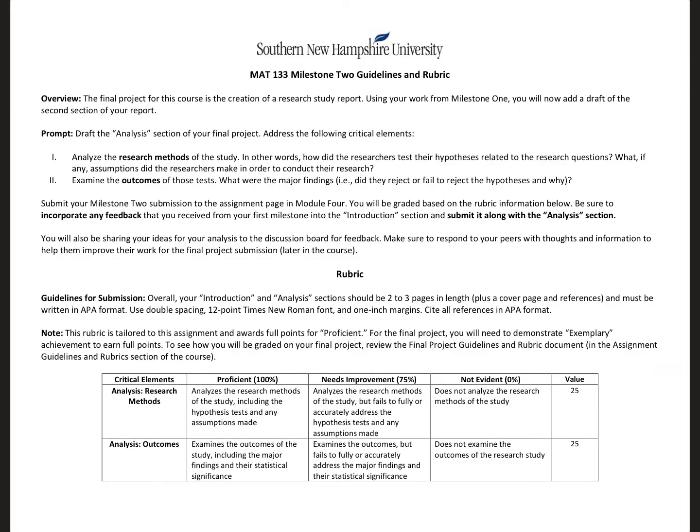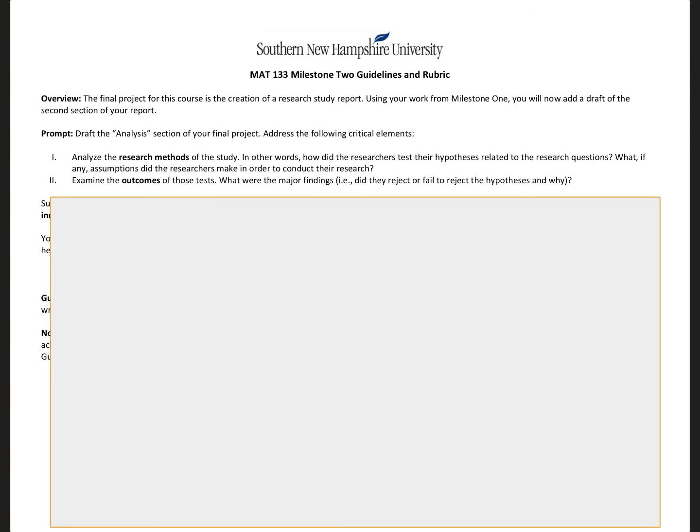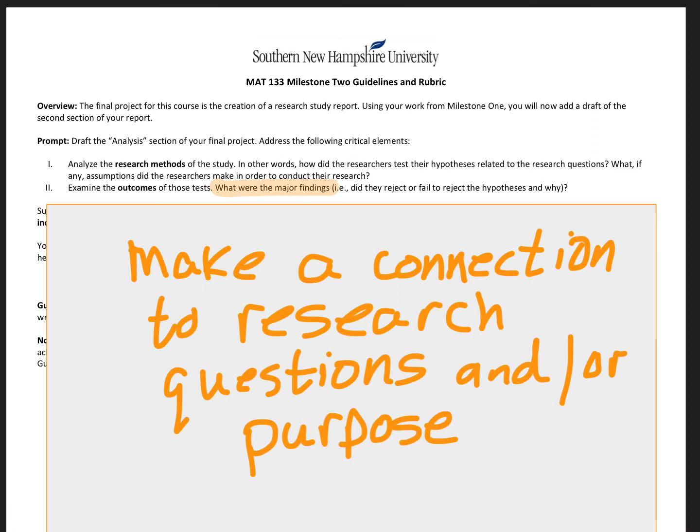So let's talk about the second part of the research study, and that is talking about the outcomes. What were the major findings? And it's going to be best if you make a connection to the specific research questions in the study. So if they ask some research questions, you can pretty much just say, what were the answers to those questions? If their purpose, which in several of your studies is simply to analyze a situation and see what they can learn about it, well, what exactly did they learn?